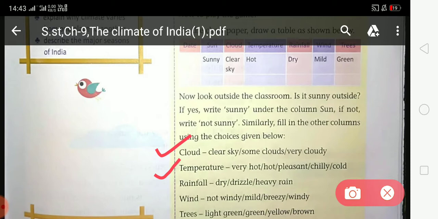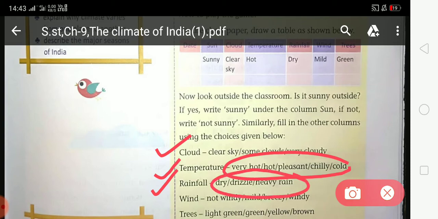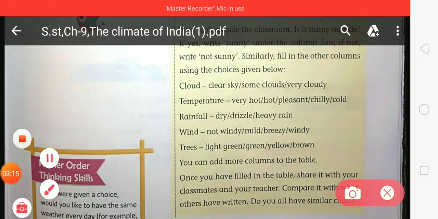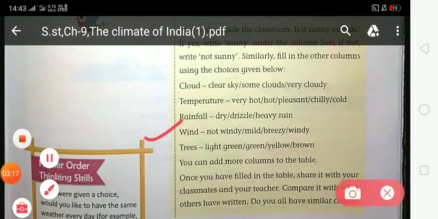If your temperature is very hot, then you have to write very hot, and if it is hot, then you have to write hot. So according to the temperature you have to select the words. Now look at the next, rainfall: dry, drizzle, heavy rain. According to the rainfall you have to write the word from these. Next one is wind. So students, if there is no wind, then you have to write not windy, mild, breezy, or windy. According to the wind you have to write the words.